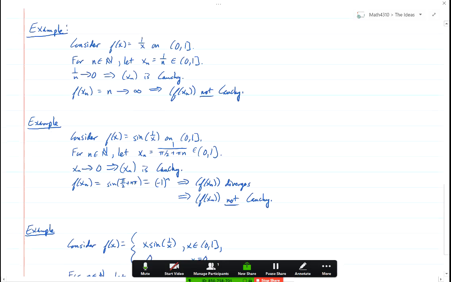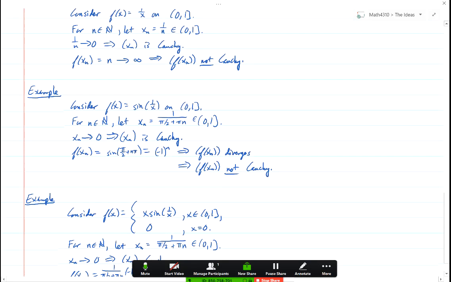All right, here's another example. Consider f of x to be sine of 1 over x. You've probably seen this in the book already if you've been reading it. It's something that starts to oscillate as you approach 0. It just oscillates really, really fast between -1 and 1.